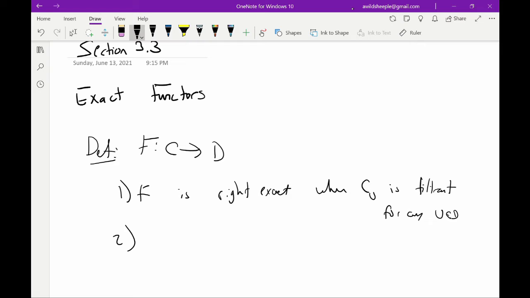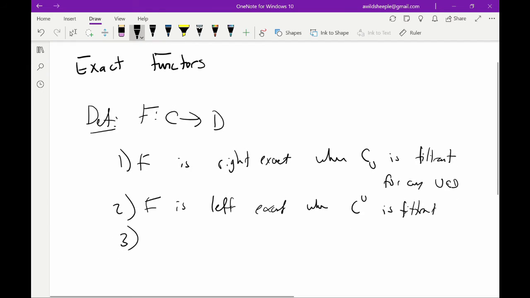And then we make the dual definition. Kashiwara and Schapira say it a little bit differently, but this is equivalent. It's left exact when C upper U is filtrant, again for any U. I'm going to stop writing stuff that we've already written. And F is exact when it's both. That part's completely unsurprising.